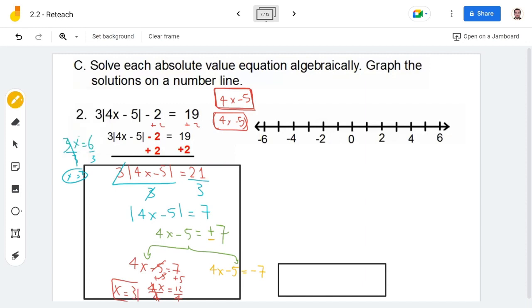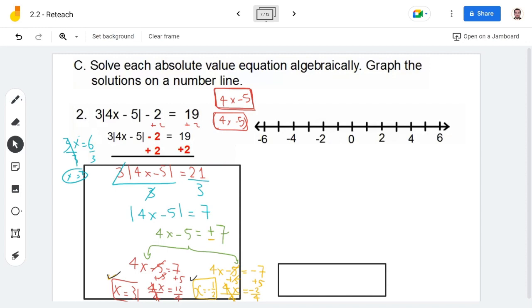Now the second solution. So now we have 4x minus 5 equal to negative 7. Add 5 to both sides, so we cancel this 5. So it remains 4x equal to negative 7 plus 5, equal to negative 2. So divide by 4, divide by 4, and you cancel this 2. Now x is equal to negative half. As you can see here, we have the first x, which is equal to 3, and the second x, which is equal to negative half.